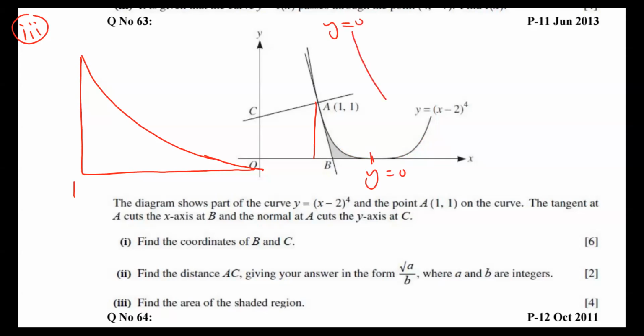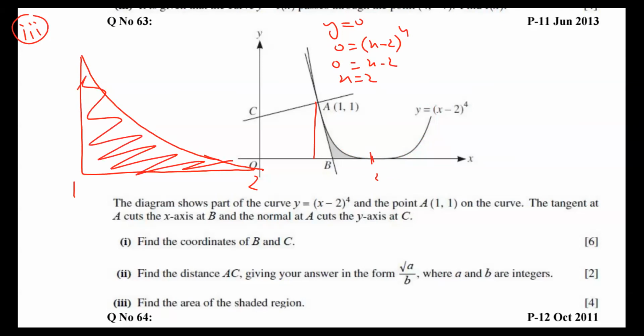When I put y equals 0 here, my students, what happens? 0 is equal to (x minus 2) to the power 4. The power 4 goes to the other side, so it becomes x minus 2. In short, I'm getting x is equal to 2. So this point is 2, from 1 to 2. If I integrate the curve equation, I get this full area. It means I get this full area if I integrate the curve from 1 till 2.